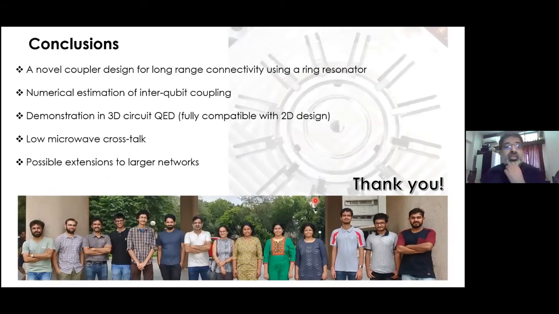So with that, let me conclude. I hope I've been able to show you and convince you that we have this really novel coupler design for long-range connectivity using a ring resonator. It really exploits the physics of interference to give you stable values of coupling with only little variation. We were able to show that the numerical estimate of this interqubit coupling matches quite nicely with the experiments which we did in 3D circuit QED. But again, I want to emphasize that it's completely compatible to do it in a microfabricated way using 2D design. And it has very low crosstalk and some interesting extensions to larger networks. So I'll stop there and take questions.